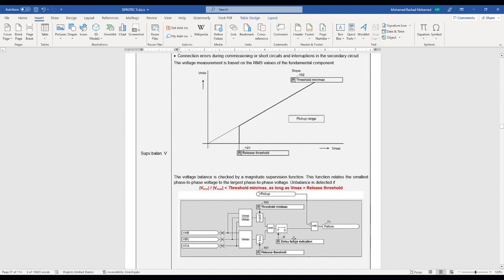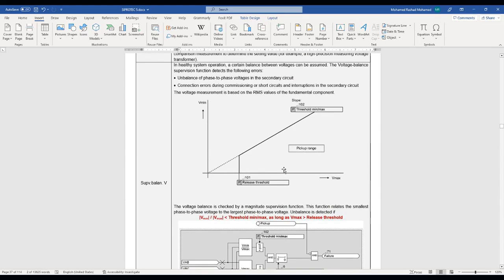This timer then comes to tell you what you have, and of course you don't have a pickup for any function. It comes to tell you that you have a failure. Because the three are supposed to be balanced, right? So if it finds that one of them, for example, is above a certain limit and the smallest one compared to the largest one also exceeds its setting, it means that something wrong is happening in your secondary circuit of the VT. So how does this function work?